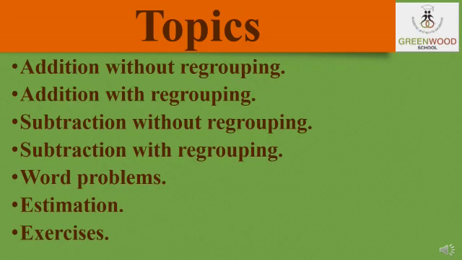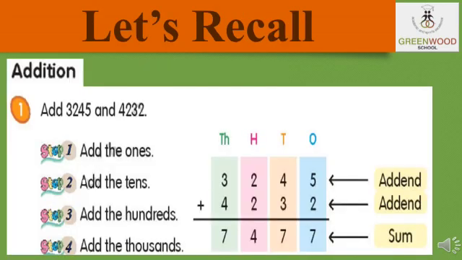So, let's start. First, we will see a simple example of addition. The numbers being added are called addends. The result of the addition of the addends is called the sum. Add 3245 and 4232. Place all the numbers in their respective places, that is ones, tens, hundreds and thousands.